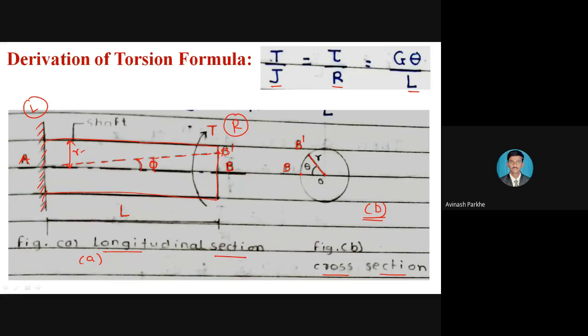This inclined line represents the radius of the shaft, and due to that particular distortion, in the cross section also you will get one angle. That angle is called theta. That means in the longitudinal section, the angle is represented by phi, and in the other figure, that is figure B, the cross section, the angle is represented by theta. So these are the angles you will get in that shaft if the shaft is subjected to torsion, or if the torque is applied at the free end.